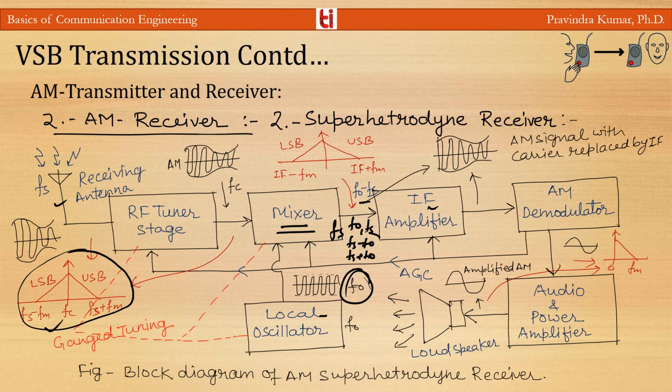So fs minus f naught is selected here. This frequency is known as the intermediate frequency, IF, f naught minus fs. In order to maintain a constant difference between the local oscillator frequency and the incoming frequency, gang tuning is used. So gang tuning is used in the stages of the RF mixer and local oscillator to maintain the constant difference between f naught and fs.